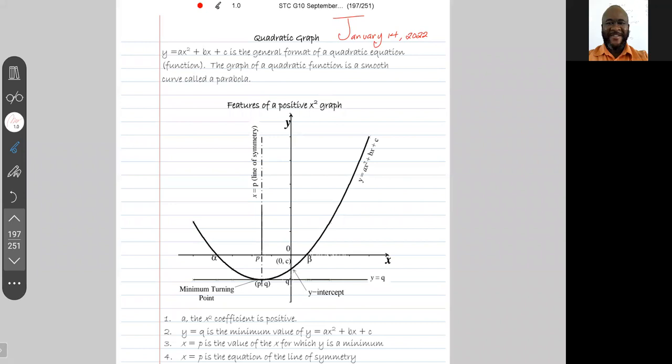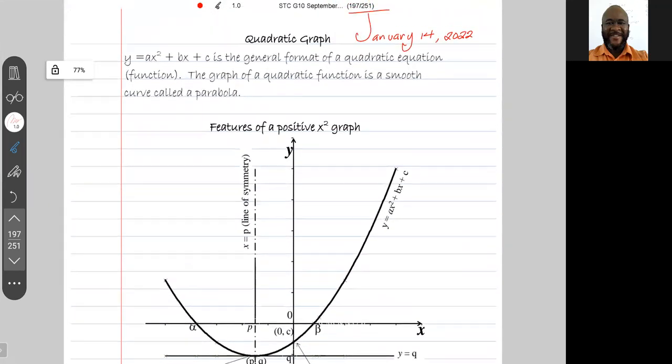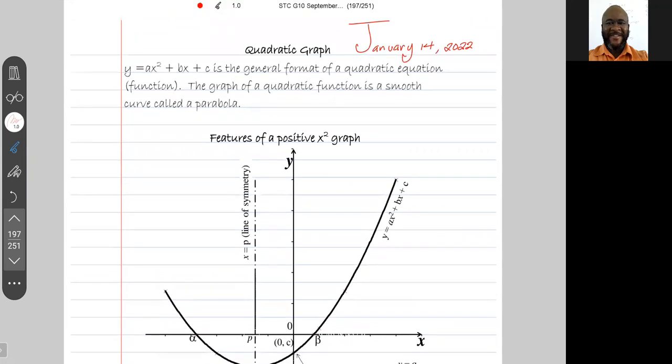Today is January the 14th, 2022, and today we're going to start looking at the quadratic graph. So here's how I would start out. I would start out by saying that y is equal to ax squared plus bx plus c is the general format of a quadratic equation or a quadratic function. Then I would say that the graph of a quadratic function is a smooth curve called a parabola.